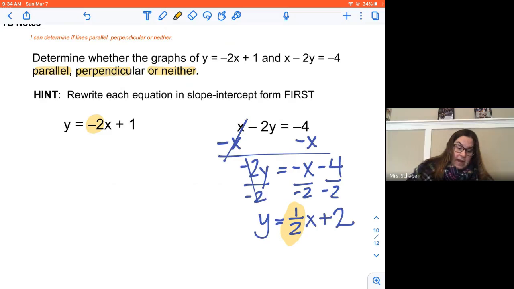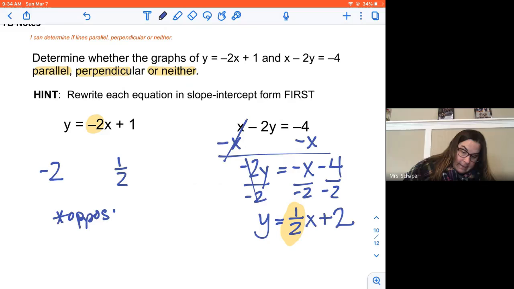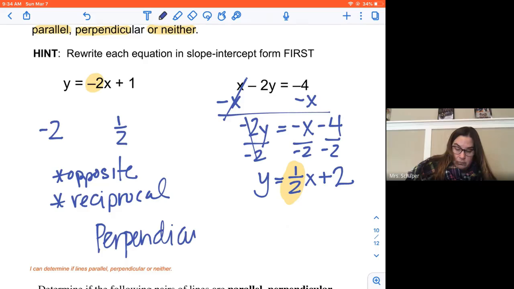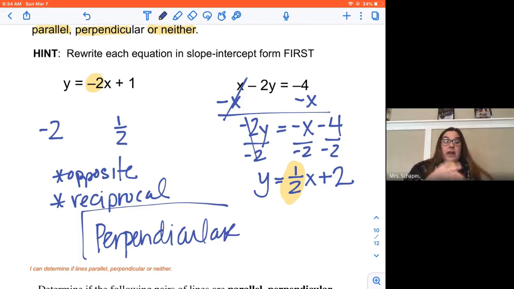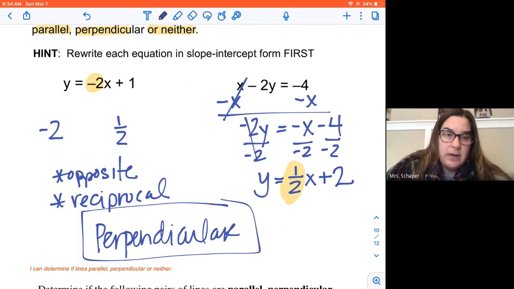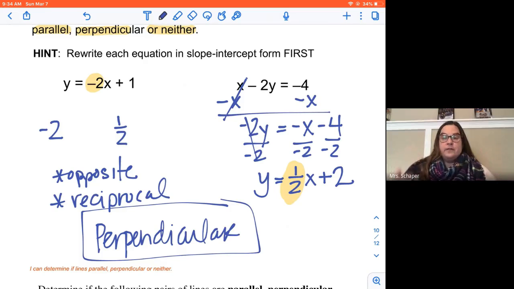So I have a slope of -2 and +1/2. So -2 and 1/2. They are opposite and they are reciprocals. Therefore, they are perpendicular. All right. Get it written in slope-intercept form. Again, we practiced that at the beginning because we knew it was coming. And then figure out if they're the exact same or if they're opposite reciprocal.